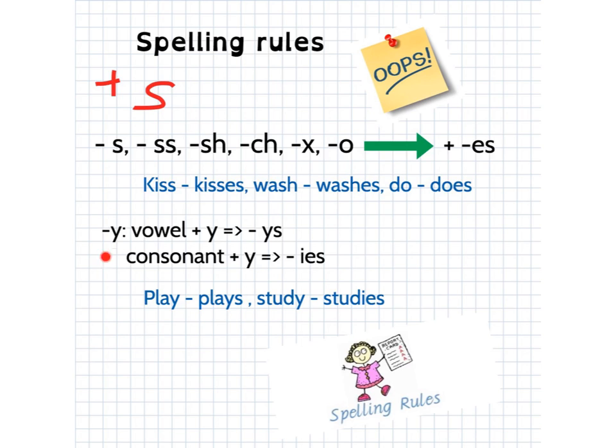Another change is when we have a verb which finishes in y. And there are two cases. If the verb finishes in a vowel followed by a y, like for example play, then we only add the s. There is no change. We have: I play tennis and he plays tennis, written like this. On the other hand, if we have a consonant followed by y, as is the case, for example, in the verb study, we have to change the y into i and add es. So: I study English and he studies German.